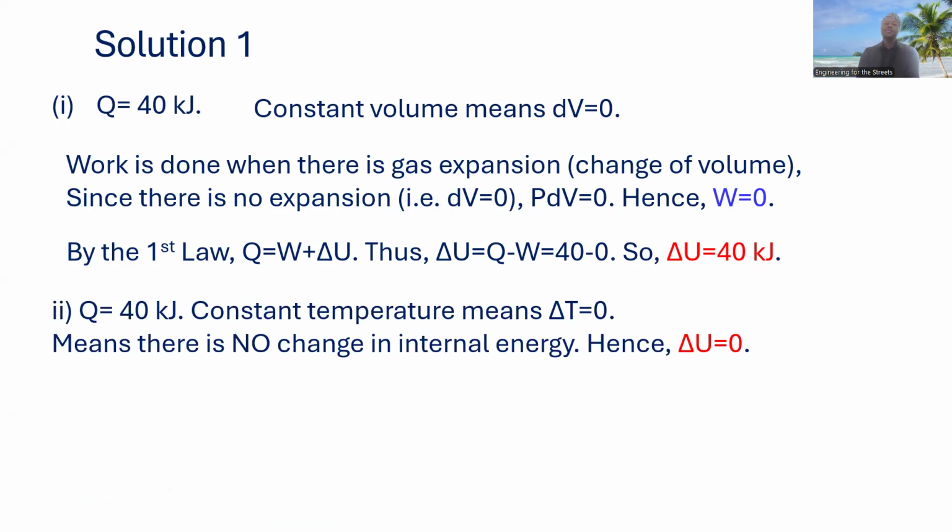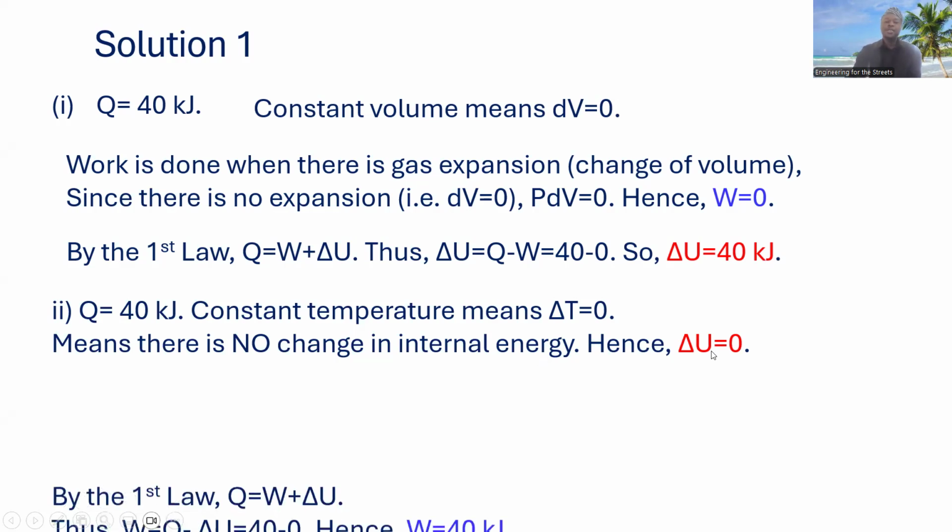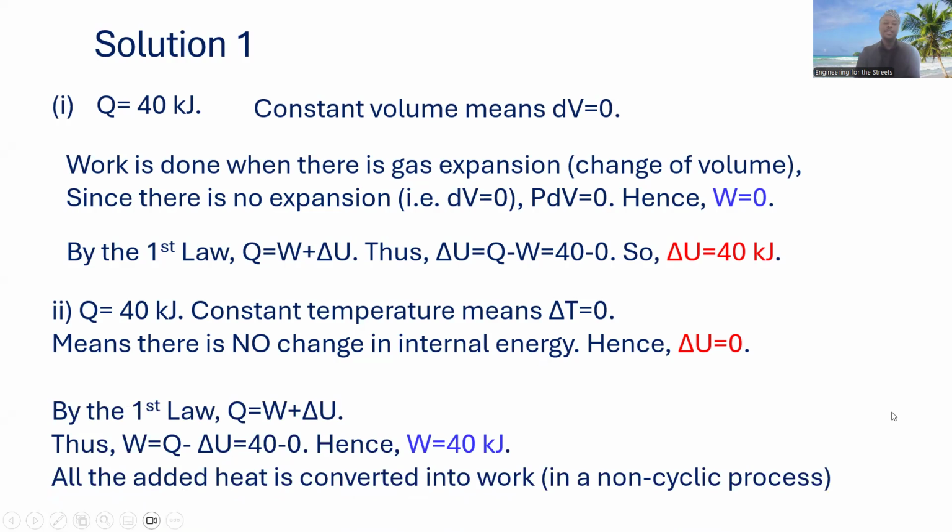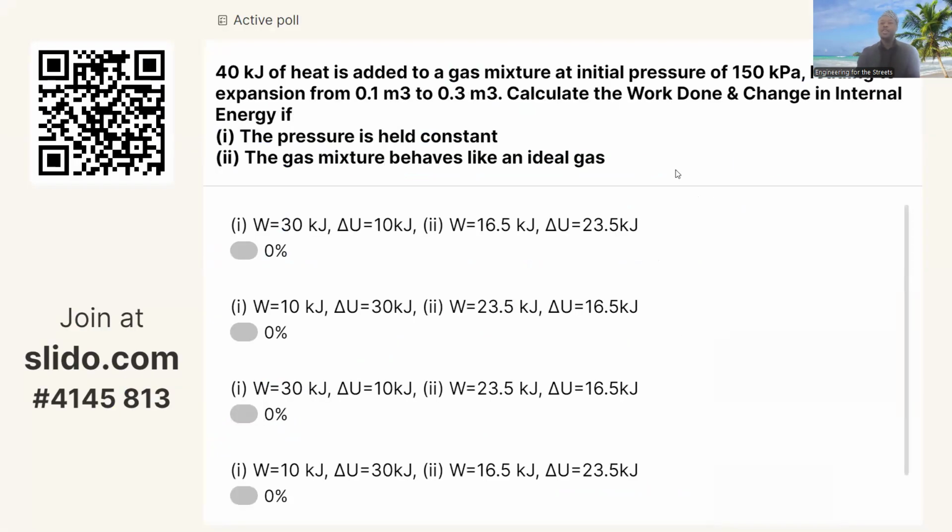The second part talks about constant temperature. Constant temperature means delta T equals zero. And when delta T equals zero, that means there's no change in internal energy. Hence, delta U equals zero. And that simply means that the total heat supplied, Q, is converted to work. Remember, this is not a cyclic process. Now, let's look at another example.